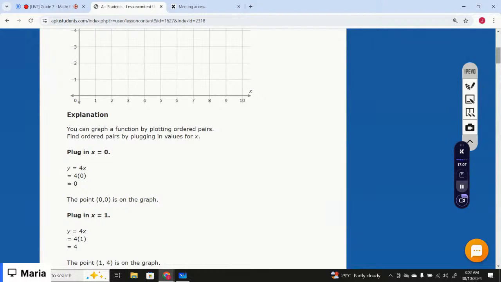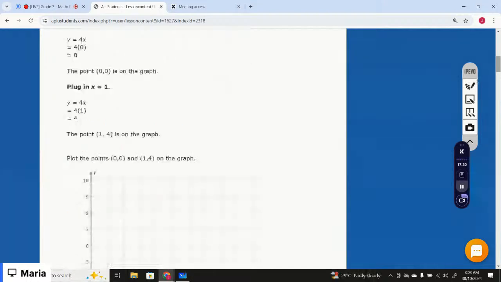So you can graph a function by plotting ordered pairs. Find the ordered pairs by plugging the values of x. You have the function y equals 4x, right? Let's just substitute different values of x so that we can have the values of y. We have an ordered pair. When we put x equals 0, y equals 0. So we have a point on the graph that is 0 and 0. Then when x equals 1, y equals 4. So the point is 1 and 4.